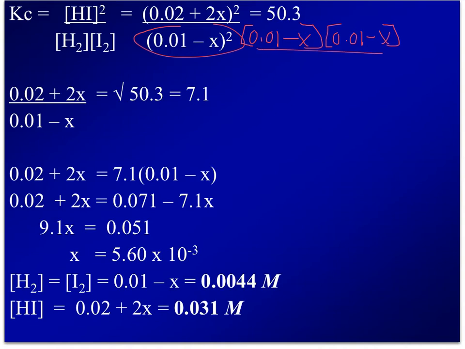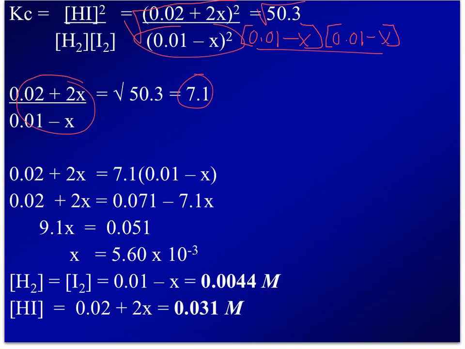I like them squared because you can then take the square root of both sides, which is what we do in the next one. Okay, so if we take the square root of both sides, it gets rid of the square on the bottom, it gets rid of the square on the top. What we do to one side, we've got to do to the other. So we also have to take the square root of 50.3, which gives us 7.1. So now we're at 0.02 plus 2x divided by 0.01 minus x equals 7.1. So all I did was take the square root of both sides here. Okay, and it gave me this equals this.